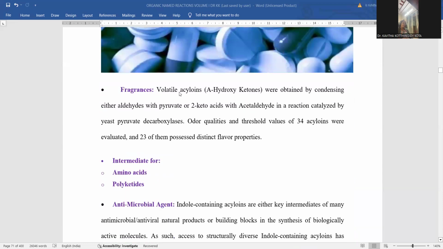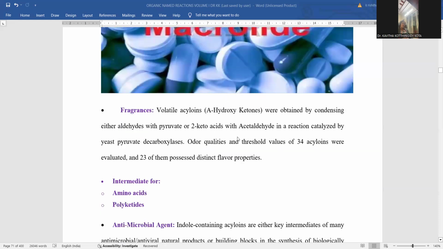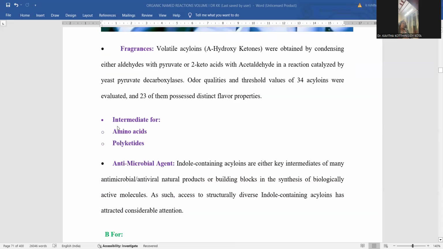Fragrance. Volatile acyloins, being hydroxy ketones, are said to be a kind of fragrant agent, so they are volatile in nature. They diffuse very easily, and some pleasant smell is also indicated, so odor quantities and threshold values of 34 acyloins were evaluated. 23 of them are distinct flavoring agents, so they work like a flavor in the food industry. Intermediate for amino acid synthesis, polyketides as well.